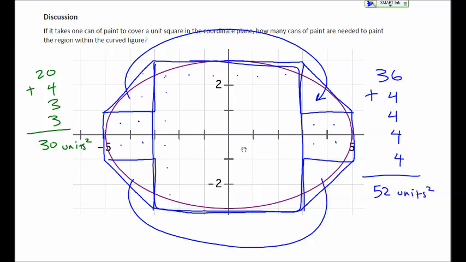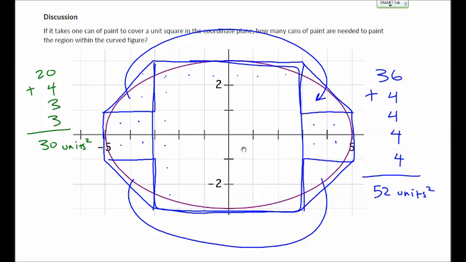And so that still is pretty broad. It's somewhere in between 30 square units and 52 square units. So how could we be more precise? Well, we could draw our grids even smaller. Okay, and that's how we become more precise with looking at this area approach using grids.